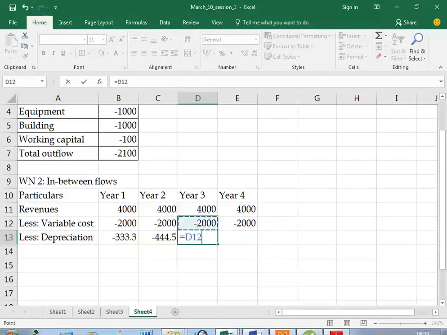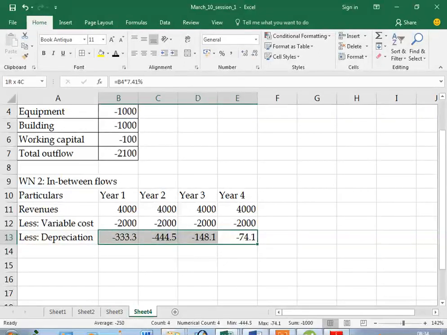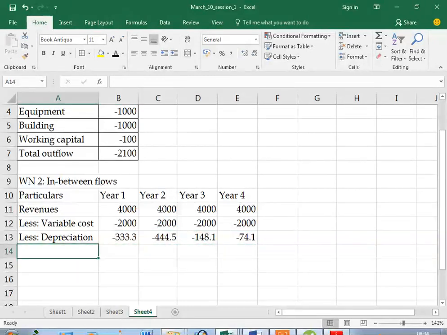Third year into 14.81%, and last year net I think it will get fully depreciated. That's how the data should have been given. Yeah, net entire 1000 is depreciated.